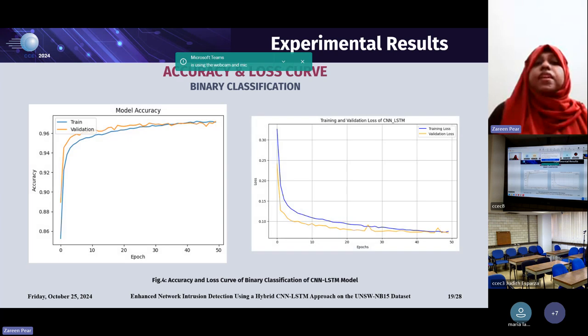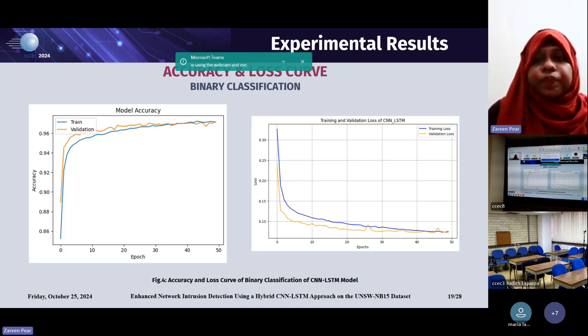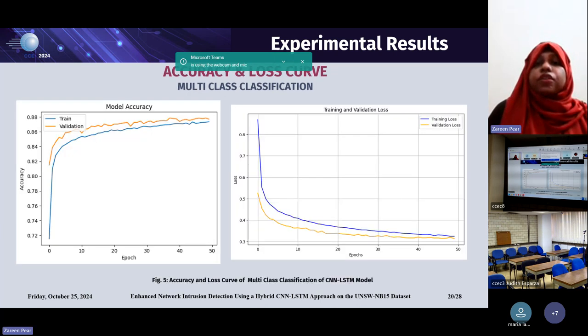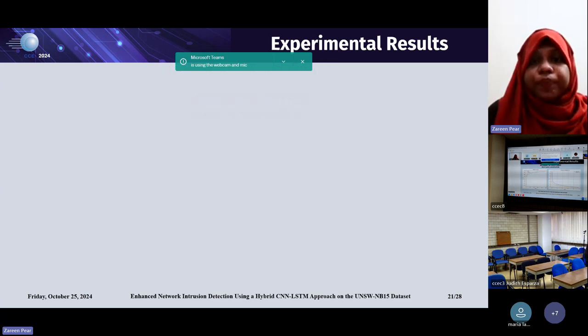This slide includes the accuracy and loss curves for binary classification. Here in the graph, we can see that with the increasing number of epochs, our model accuracy improves. Also, the validation accuracy improves and the loss decreases, which specifies that our model is performing well. This is the accuracy and loss curve for multi-class classification, and it shows the train and validation accuracy and the evaluation conducted on test data, which was completely unseen.